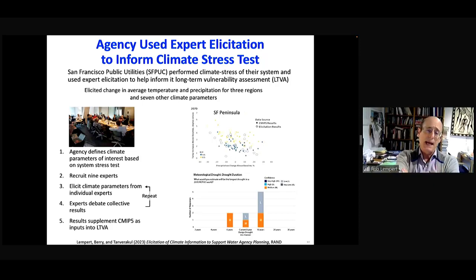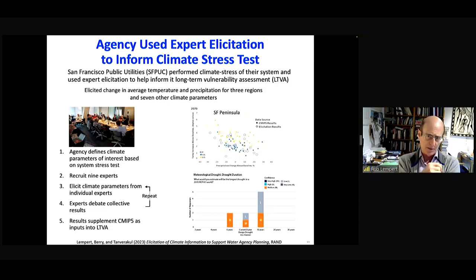Just wanted to then show one other thing here. This is some recent work using expert elicitation to try to fill in some of the gaps in climate model ensembles as part of one of these stress test plans.